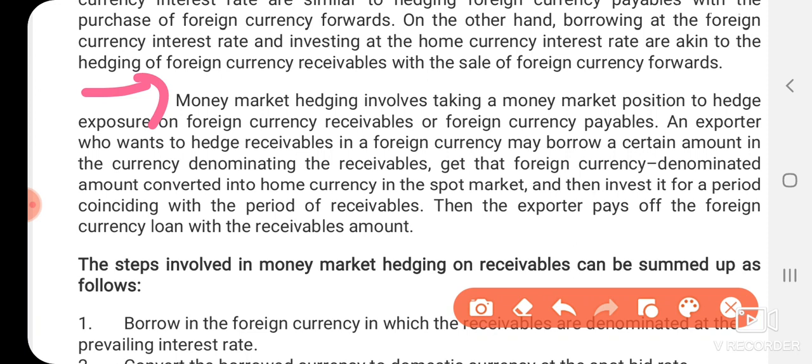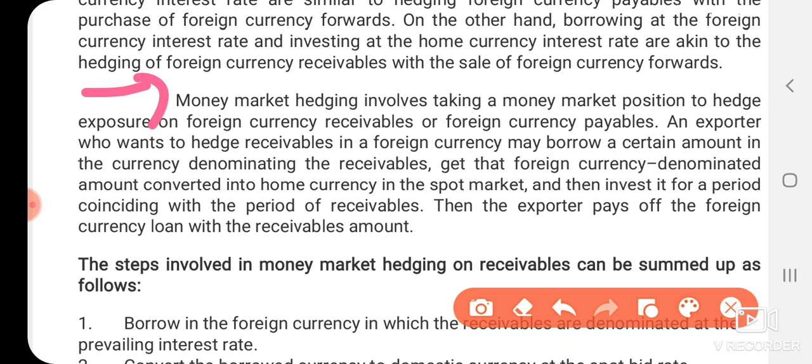It means it involves taking a money market position. Why? Because to minimize the risk on foreign currency receivables or payables, an exporter borrows a certain amount in the currency in which the receivables are denominated, converts that foreign currency amount into the home currency in the spot market, and later invests for a period coinciding with the period of the receivables.